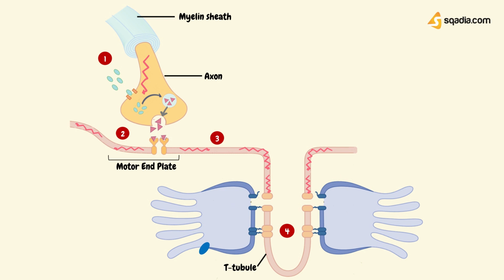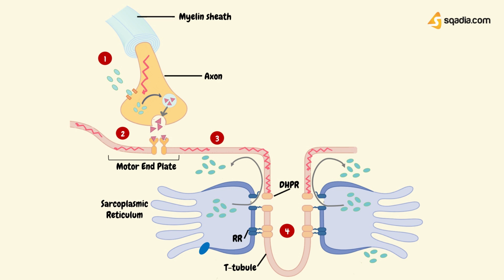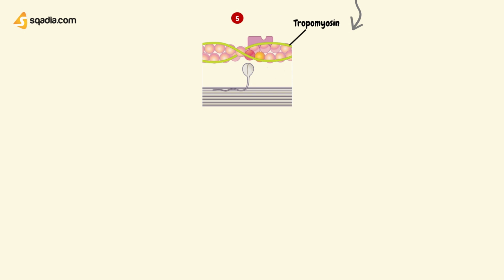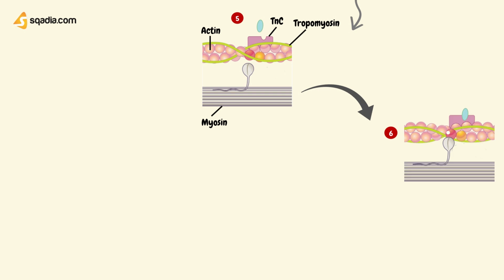In fourth step, membrane depolarization induces conformational changes in the voltage-sensitive dihydropyridine receptor and its mechanically coupled ryanodine receptor. Then, from the sarcoplasmic reticulum, calcium is released into the cytoplasm. In step 5, tropomyosin is blocking myosin binding sites on the actin filament. Then, released calcium binds to troponin C, shifting tropomyosin to expose the myosin binding sites.